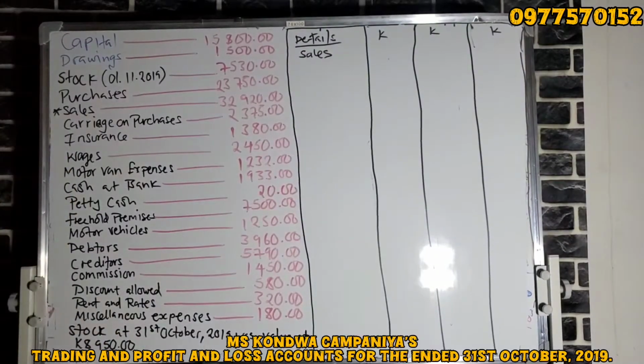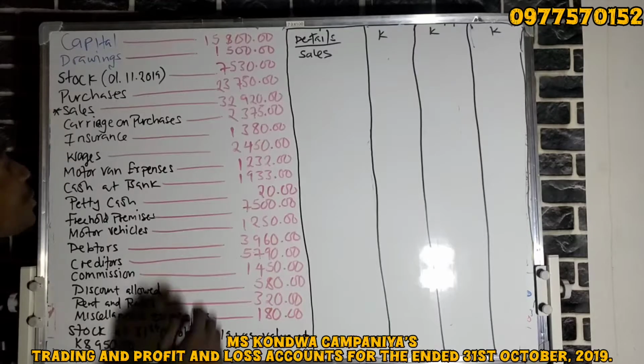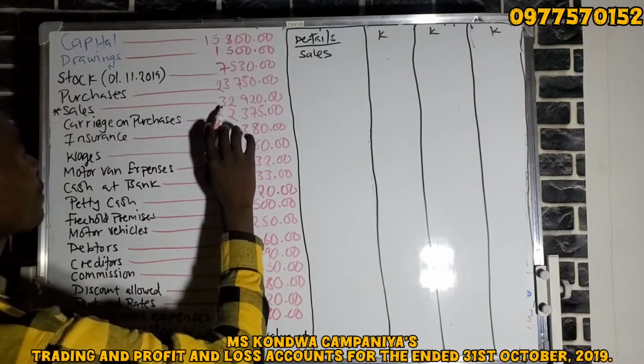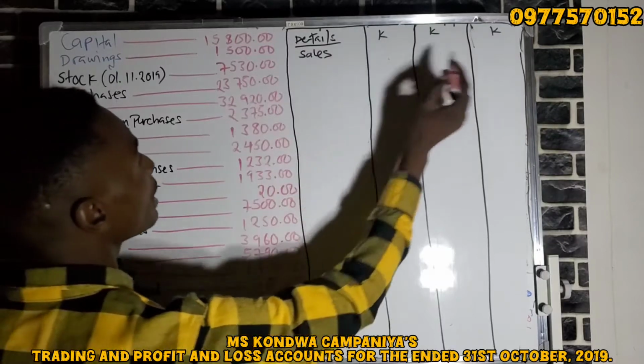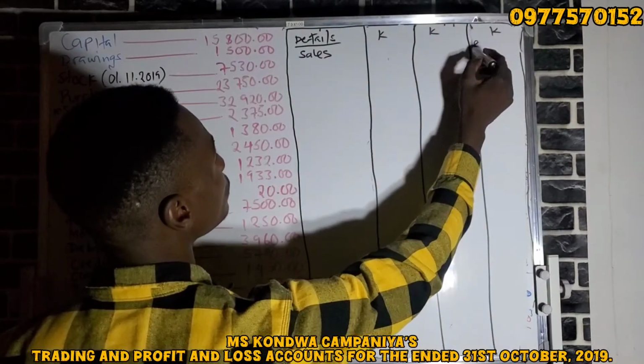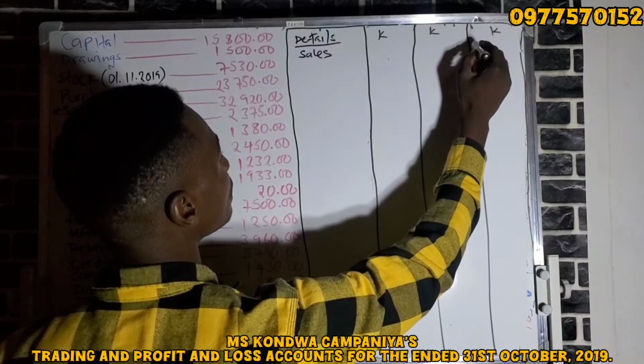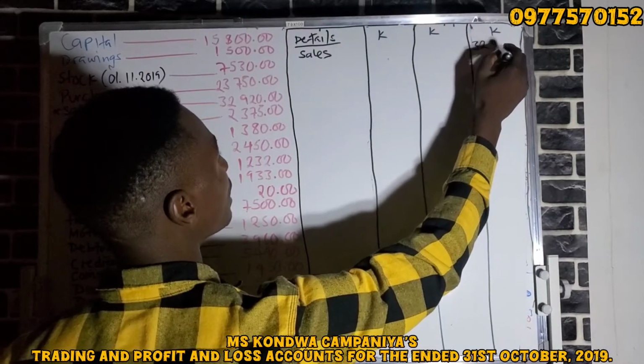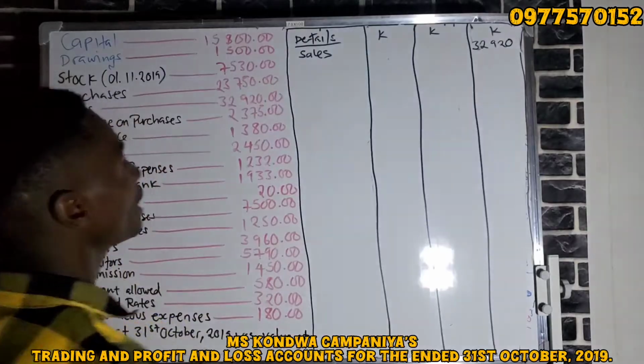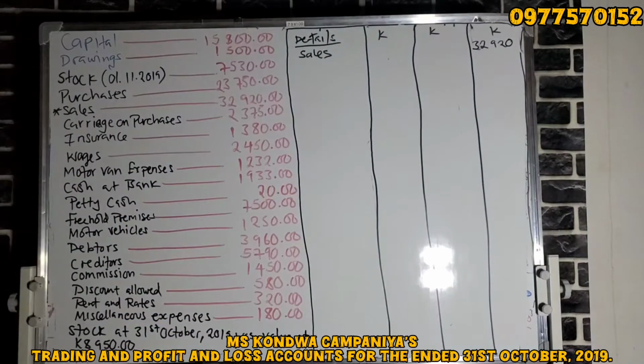Before we put sales anywhere, let's check if at all we have sales returns, or returns inwards. I think we don't have sales returns, so let's put this amount, 32,920, in the last column there.